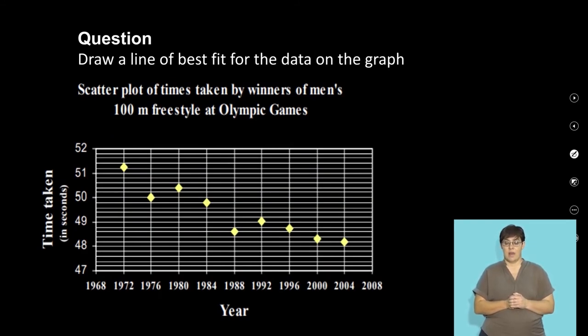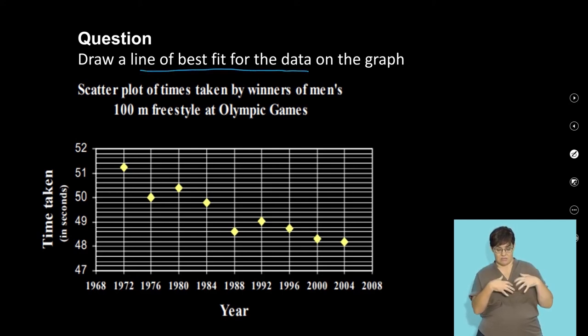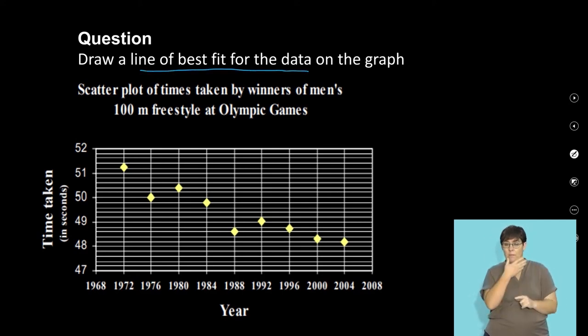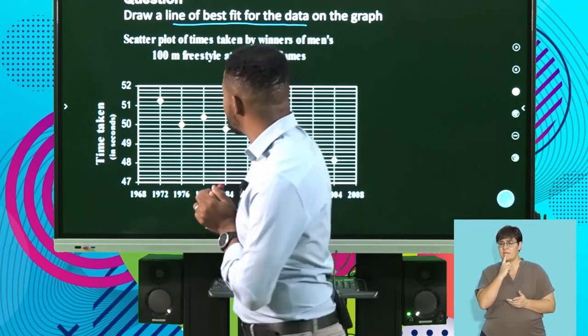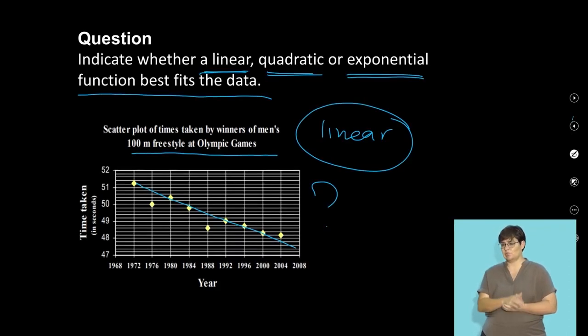Draw a line of best fit for the data on the graph. So now we have to draw the line of best fit. Just to remind you again, the line of best fit, okay, I kind of drew it. If I draw that, this is my line of best fit. But I didn't say this is a line of best fit. I was explaining where the data follow a linear trend.